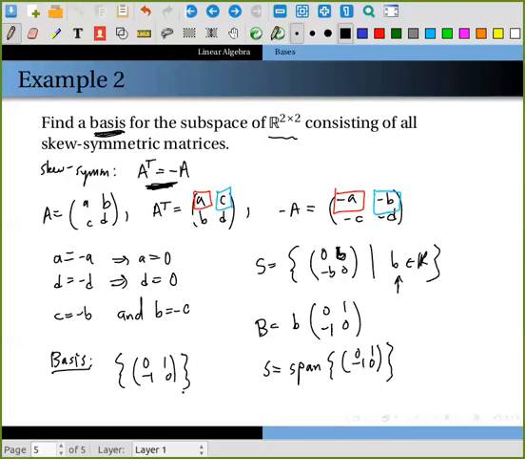Now, this is not the only answer. We could multiply this by any number we choose. So we could have 0, 2, negative 2, 0, or even 0, negative 1, 1, 0. That's fine. So there are lots of different answers, but this one is an answer. It's good enough.